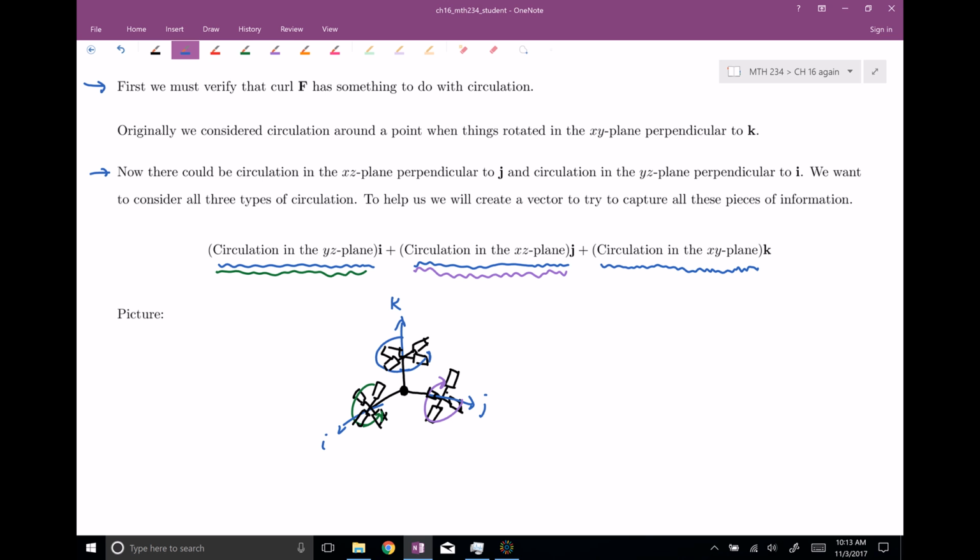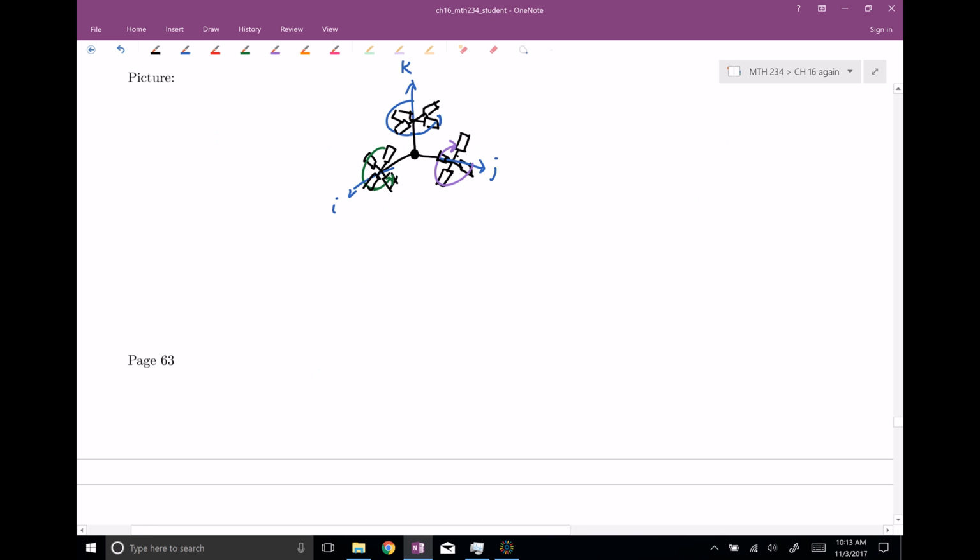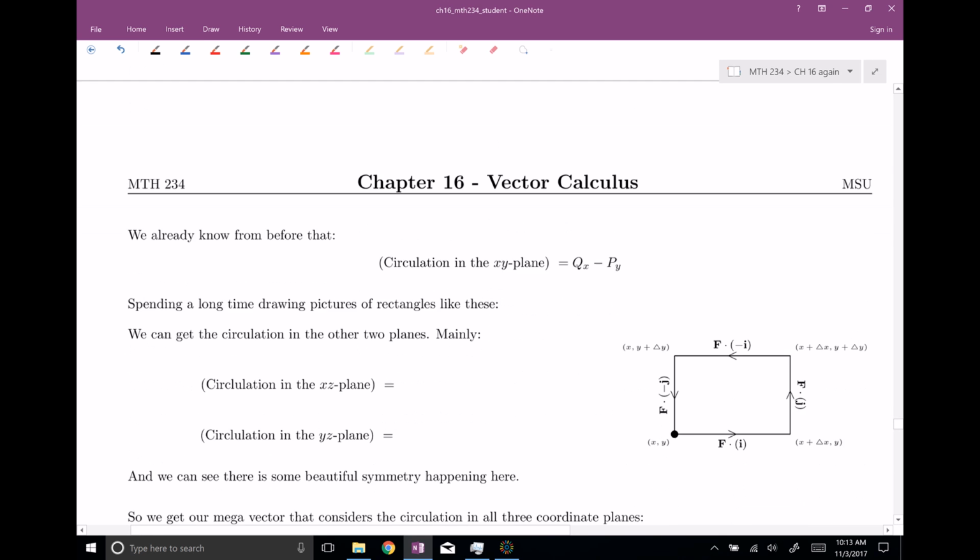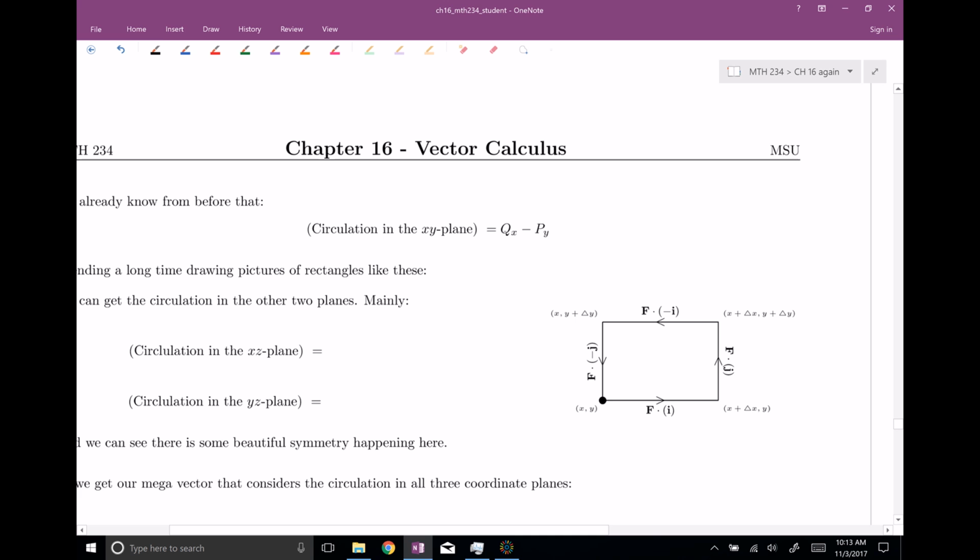Okay, so if that's our goal, now we need to think about how we get circulation in the XY plane at that specific point, for instance. Well, that's a topic that we've already covered, right? Back in Green's theorem, it took a long time. We drew a lot of pictures like this, right? But we got that the circulation in the XY plane at a particular point was the partial of Q with respect to X minus the partial of P with respect to Y.